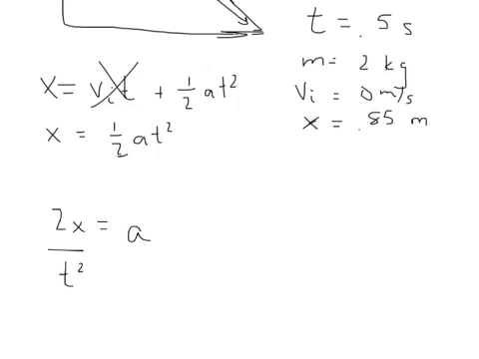Can you get rid of the squared? No, I wouldn't get rid of the squared because you're not solving for t. When you're solving for time, you would take the square root to get rid of it. When you're not solving for time, you have the time. So let's plug into this now.